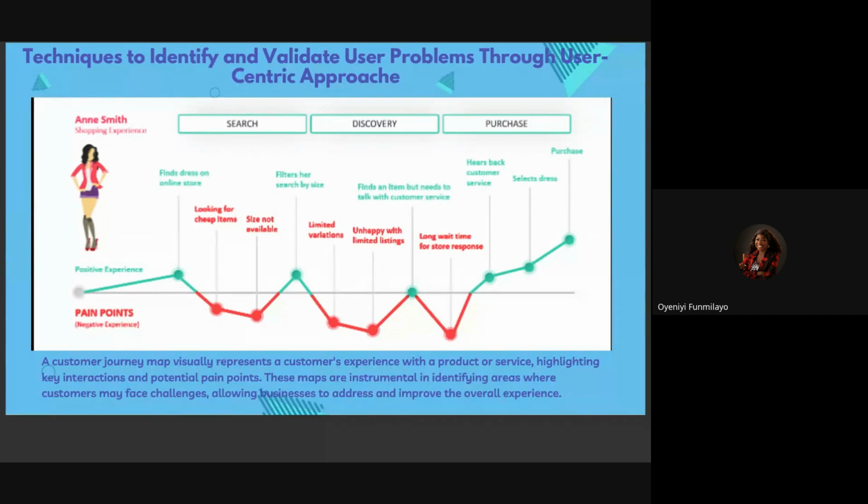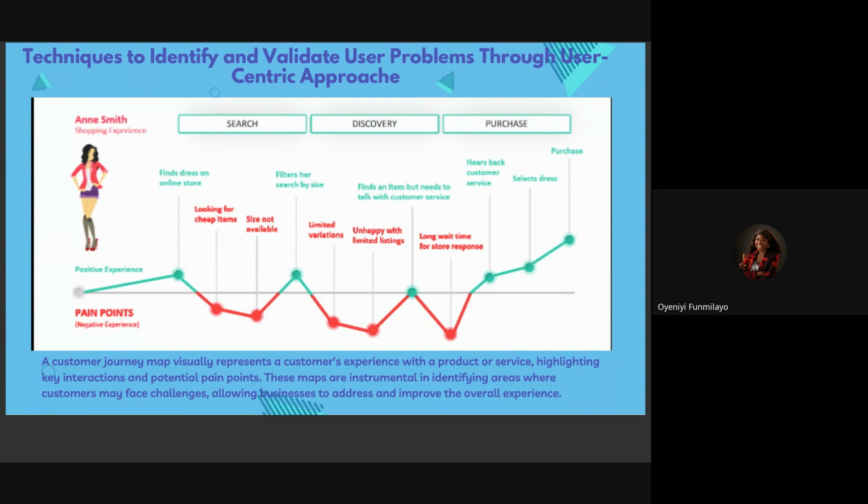Before I go through the diagram, a customer journey map visually represents a customer's experience with the product or service, highlighting key interactions and potential pain points. These maps are instrumental in identifying areas where customers may face challenges, allowing businesses to address them on time. It's not written here, but it allows business to address those issues on time and then improve the overall experience.